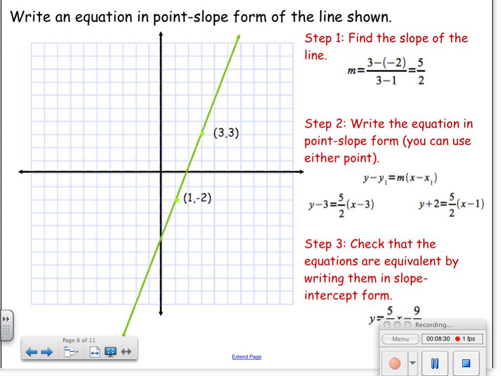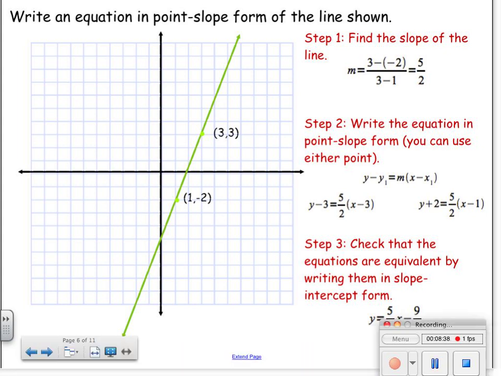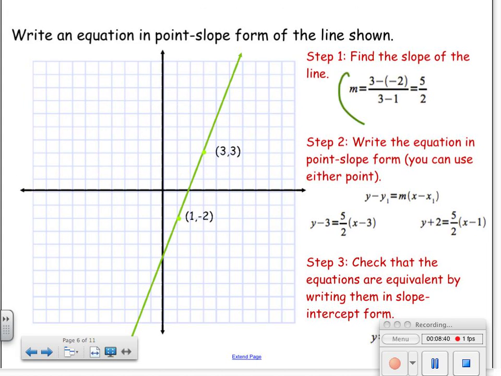For this one, write an equation in point slope form. What you've got to do is figure out the slope. That's what this part is. And once you figure out the slope, you can use either point. It doesn't matter which point you use, because these two are equivalent equations. Then you plug in the points just like we did in the previous ones.